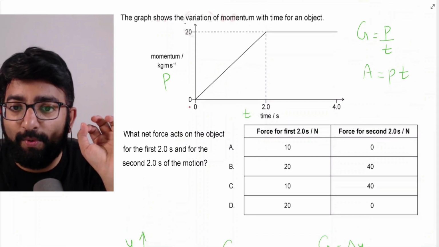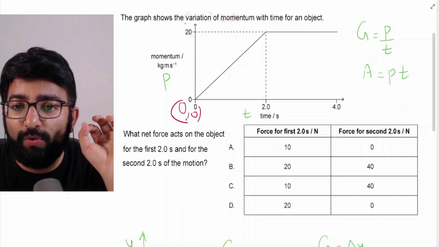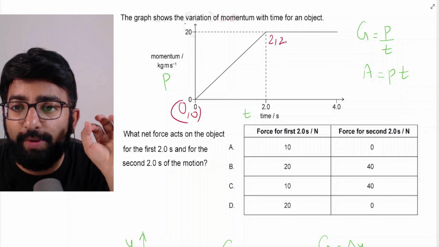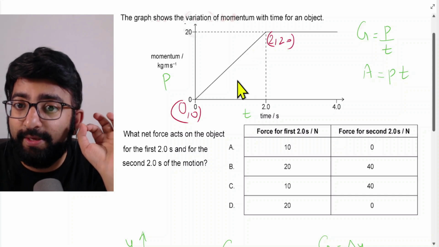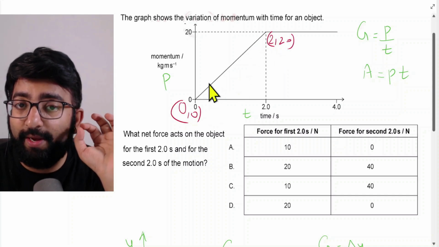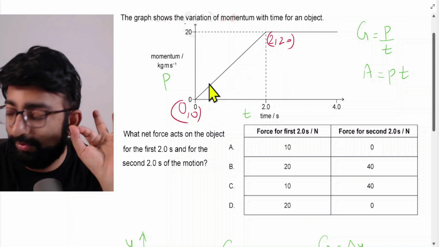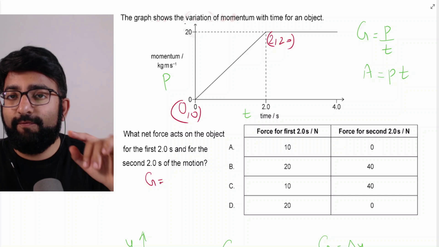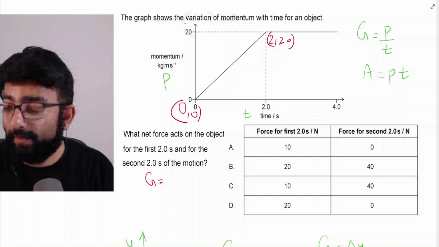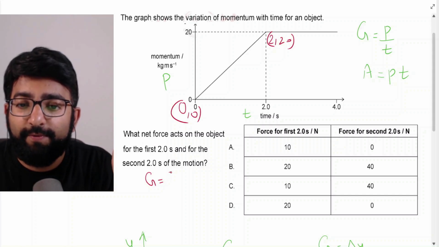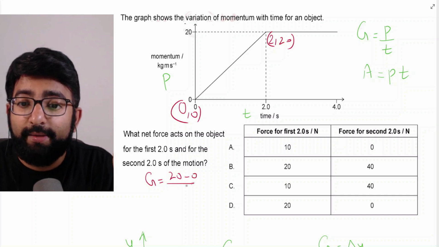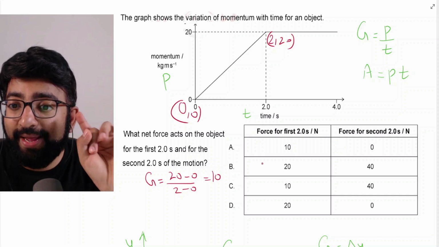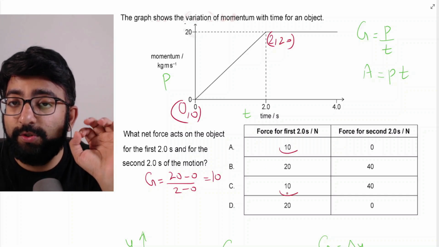So let's go back to the graph. Initially, the coordinates are 0 comma 0. Then this particular point we can write as 2 comma 20. So all you need to do is figure out the gradient of this line, and that will give you the value of force. For the first 2 seconds, the gradient will be, using the formula y2 minus y1 divided by x2 minus x1, 20 minus 0 divided by 2 minus 0, which simplifies to 10. So 10 Newton is the force for the first 2 seconds.